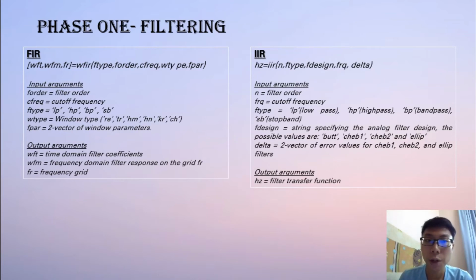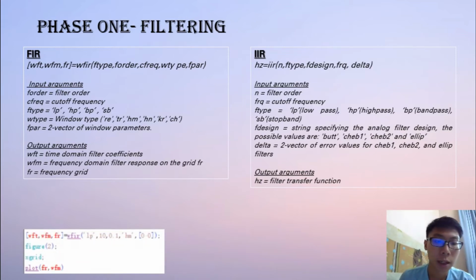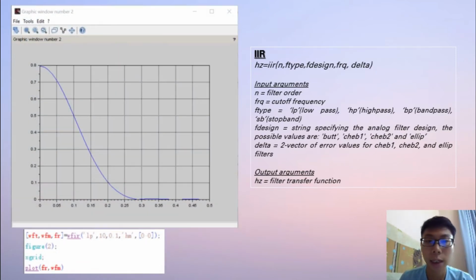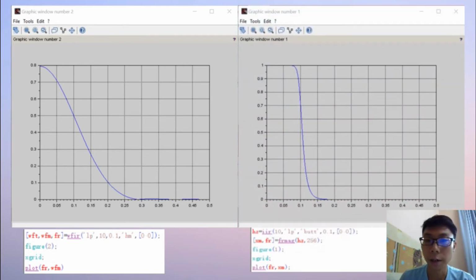For FIR filter, we are using the wfir function. For IIR filter, we are using the iir function. Below are the explanations for the syntax. Next, by using this code, we can see how the filters look like. And this one is for the IIR.